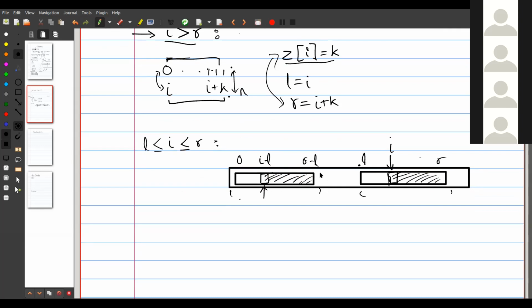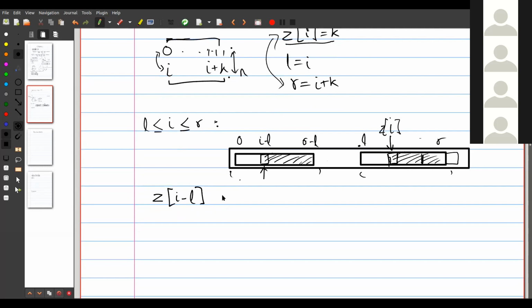So at this point, everything beyond I minus L is also same as everything beyond I till R. So these two strings are again the same, which means that when I'm trying to calculate Z of I, a part of my Z of I will fall inside here. Like it can go beyond or it can stay here. So what I need to do is find an estimate for Z of I using Z of I minus L. If I calculate Z of I minus L, I am again faced with two cases. So all I do right now is see what Z of I minus L is.